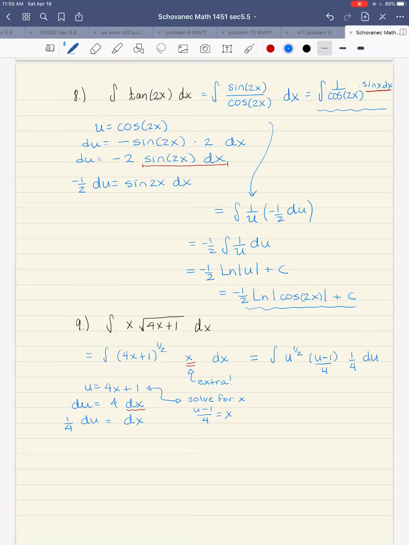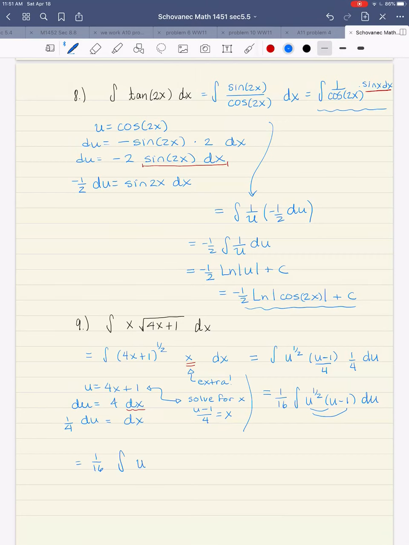And for the dx, we have 1/4 du. Let's take all those constants out front. 1/4 times 1/4 is going to give me a 1/16 out here. And inside I'm going to have u to the 1/2 times u minus 1 du. I still have a product, but in this product I'm able to distribute the factor outside. In the original problem I can't distribute that x through the square root sign. So let's distribute. Let's multiply this out.